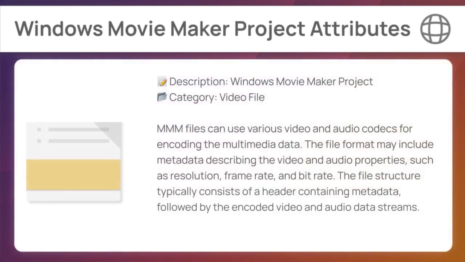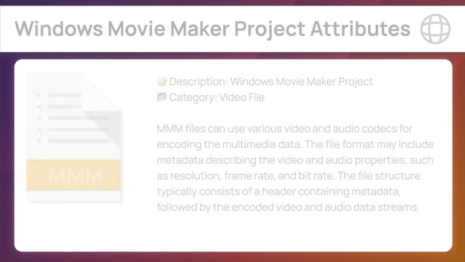MMM files can use various video and audio codecs for encoding the multimedia data. The file format may include metadata describing the video and audio properties, such as resolution, frame rate, and bitrate. The file structure typically consists of a header containing metadata, followed by the encoded video and audio data streams.